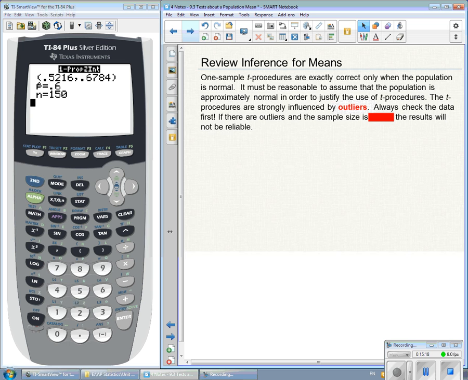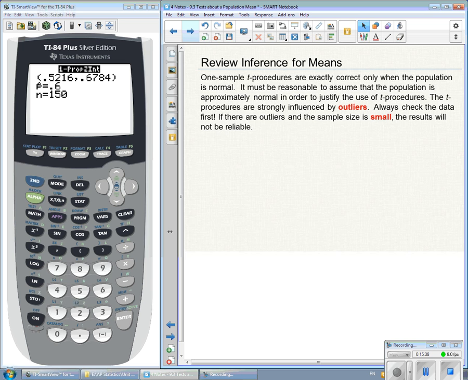So you always want to check the data first. If there are outliers, or if the data is really skewed, or the sample size is small, then the results are not going to be reliable. So if you're not told in the problem that the population is normal and you have a small sample, if you're given the data, then you always want to graph it.